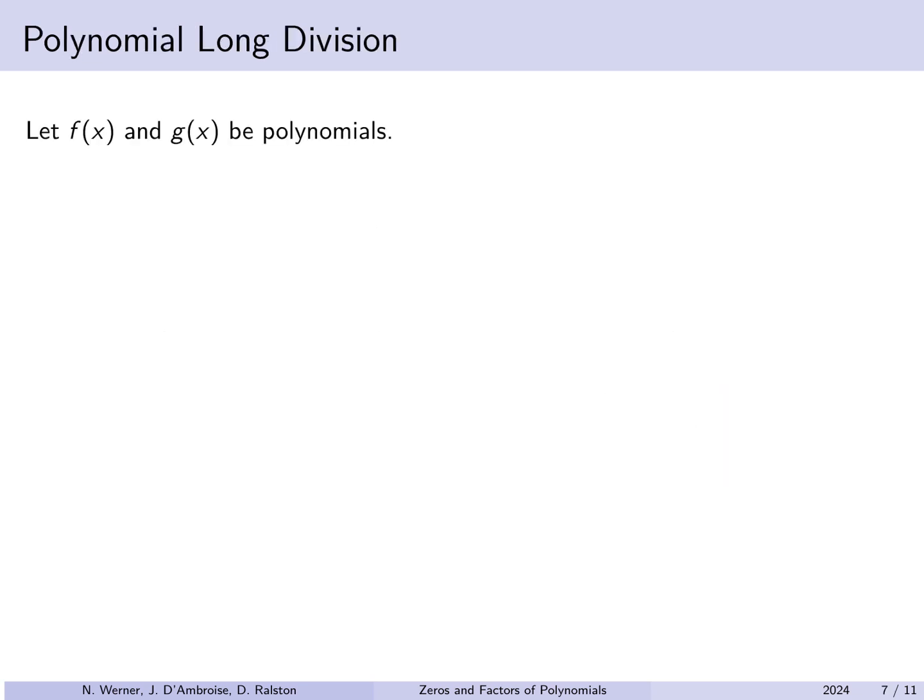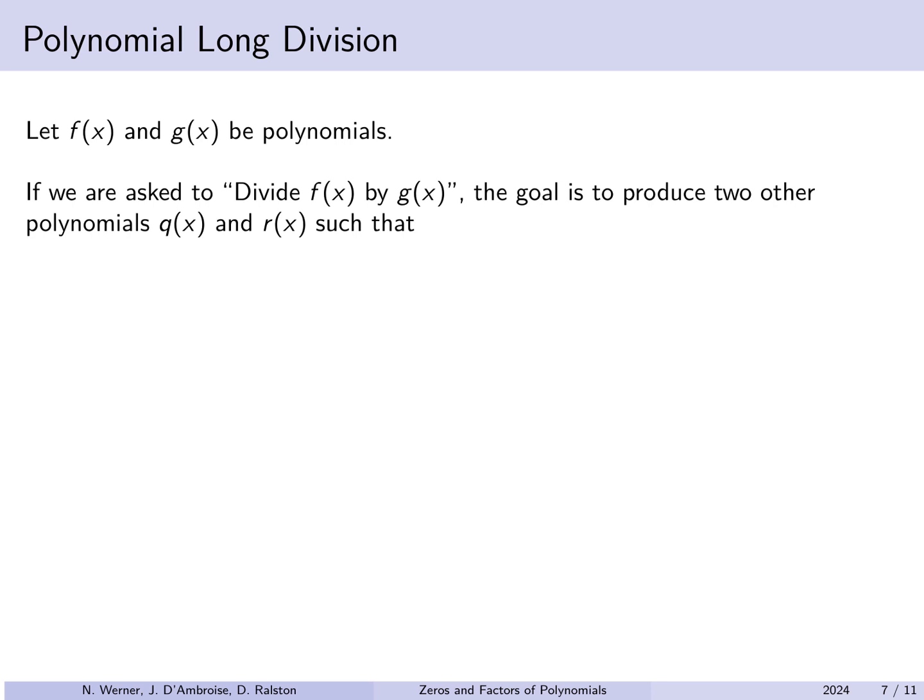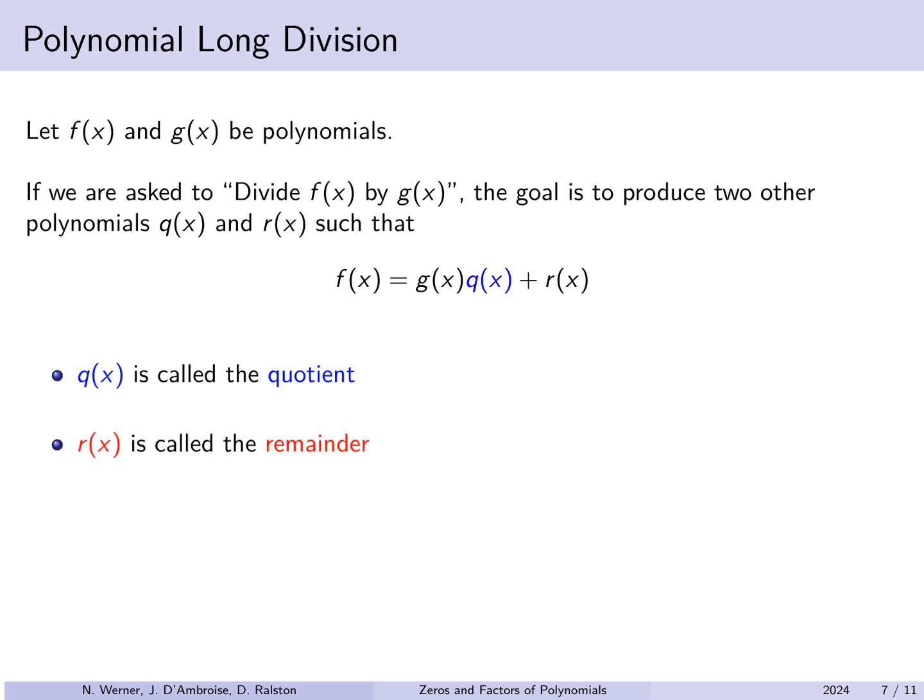Suppose f of x and g of x are polynomials. If we're asked to divide one polynomial by another, the goal is to produce 2 other polynomials, q and r, for a quotient and remainder respectively, so that f of x is g of x times q of x plus r of x. Observe that if we were to divide by g of x, we would have q of x plus a ratio r of x over g of x. So dividing this expression by g would say f over g equals q plus r over g. And we need to find what q and r are. So q is called the quotient, r is called the remainder.